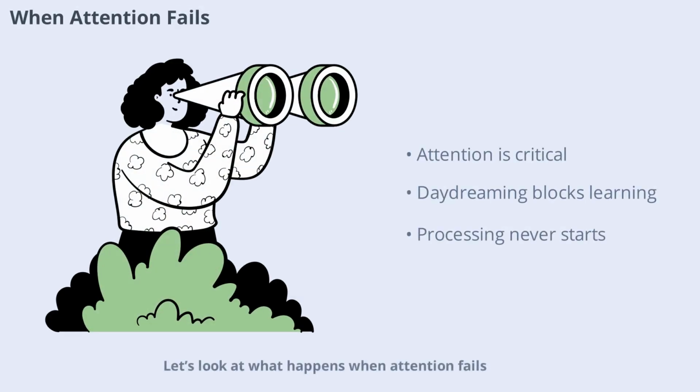Let's look at what happens when attention fails. If a child doesn't pay attention to the teacher, the information never enters working memory. For example, if the teacher explains how to solve a math problem but the student is daydreaming, the student won't be able to solve the problem later. The real issue isn't understanding, it's that the brain never processed the explanation in the first place.